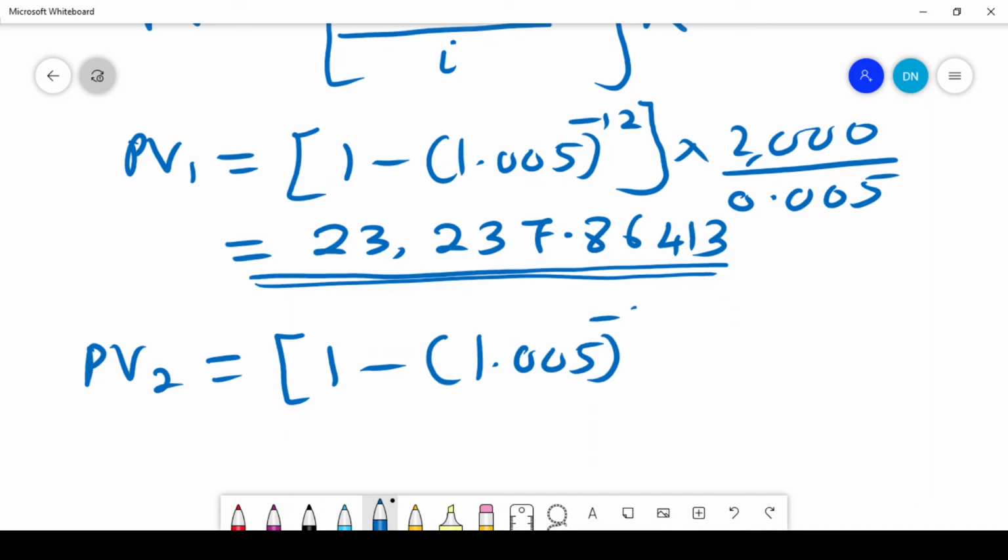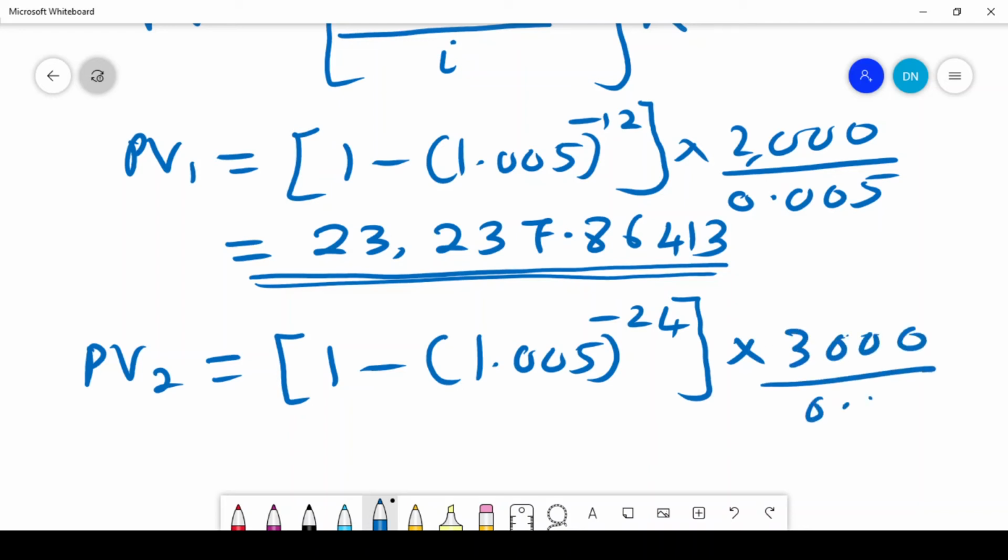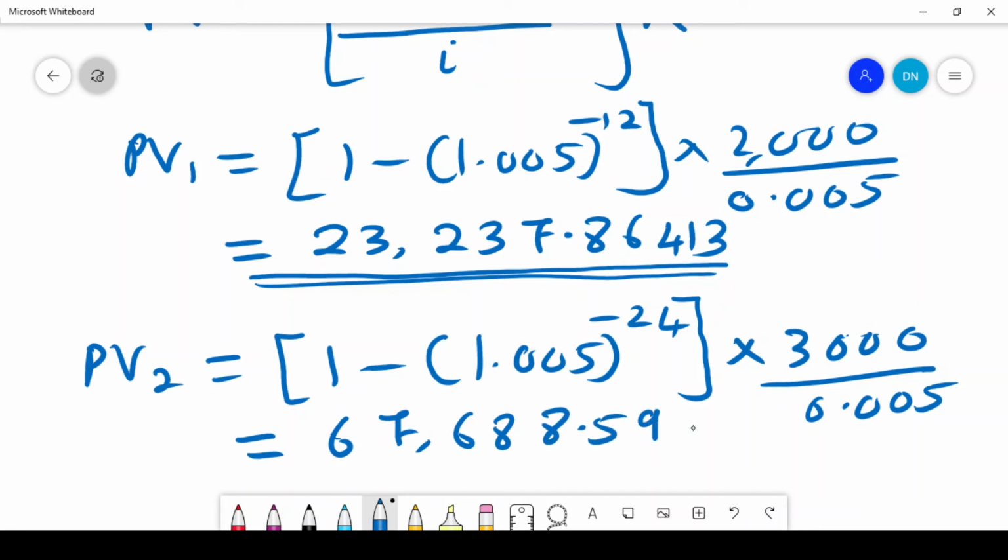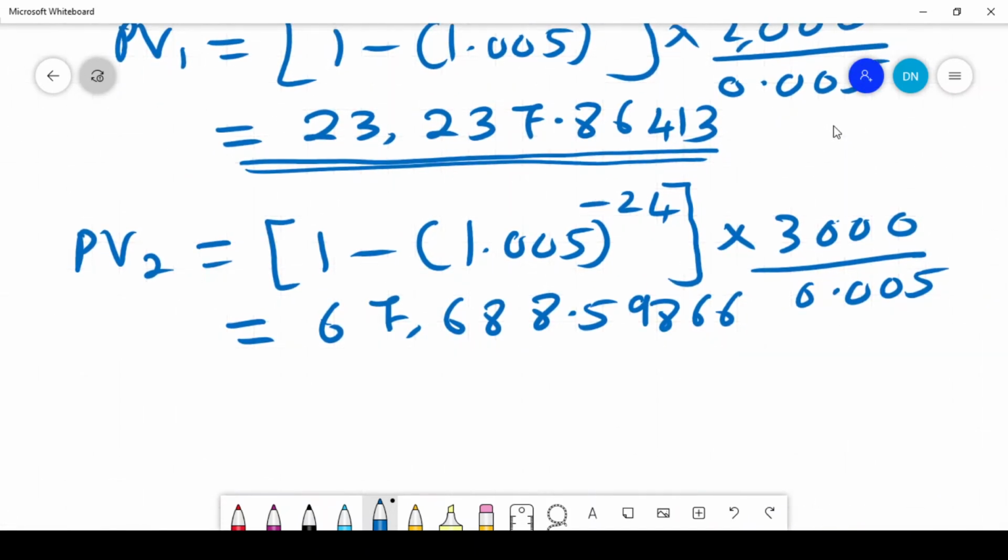So it's the same formulation, 1.005 raised to power minus 24. Remember, now it is for 2 years, times 3,000. The interest rate doesn't change. And this will give us a figure close to 67,688.59866.